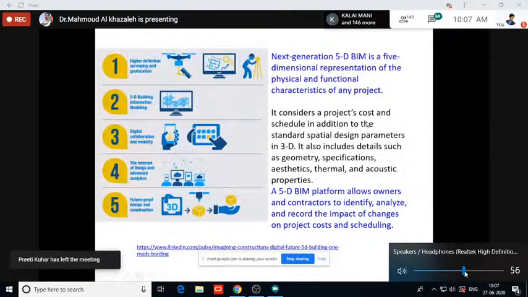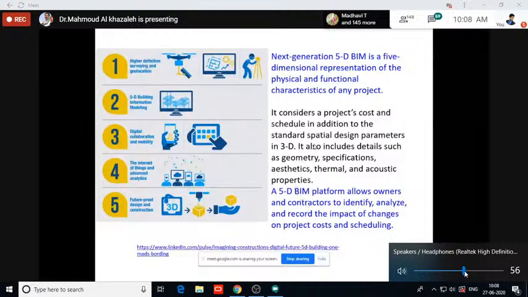It considers project cost and schedule in addition to the standard spatial design. So 5D will enable editing the schedule and the project management, to use it at very high efficiency. The 5D BIM platform allows the owners and contractors to identify, analyze, and record the impact of changes on project cost and scheduling. If the owner wishes to change or edit the project, it is possible during the design in 5D BIM. The designer can step in and change based on the owner's recommendations.